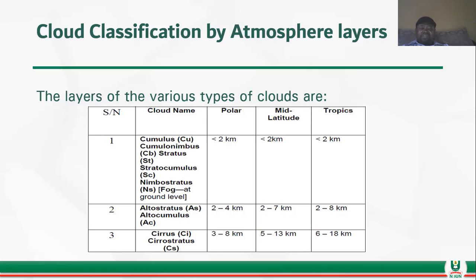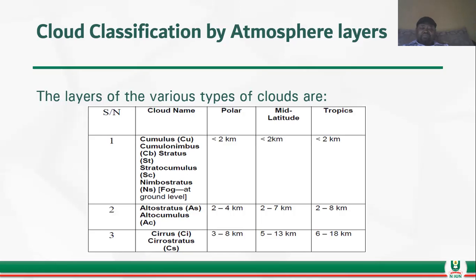Now, the second classification is altostratus, AS, and altocumulus, AC. At polar, it is between 2 to 4 kilometers. At mid-latitude, it is between 2 to 7 kilometers. And at tropics, it is between 2 to 8 kilometers.